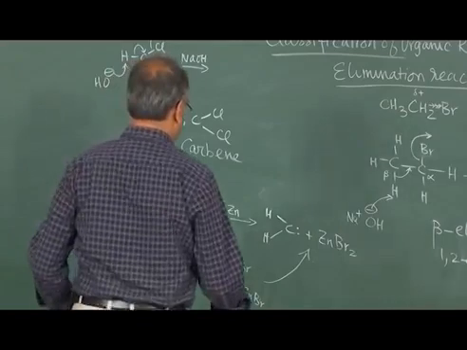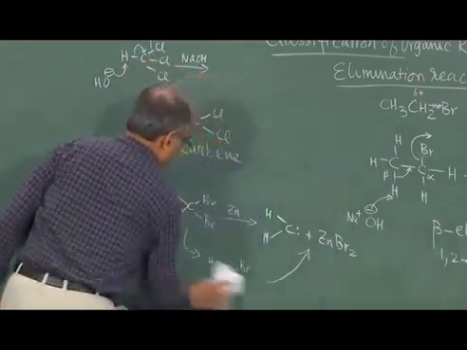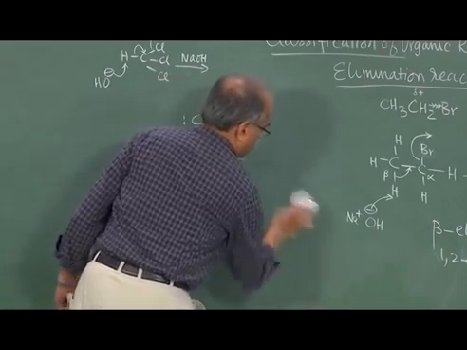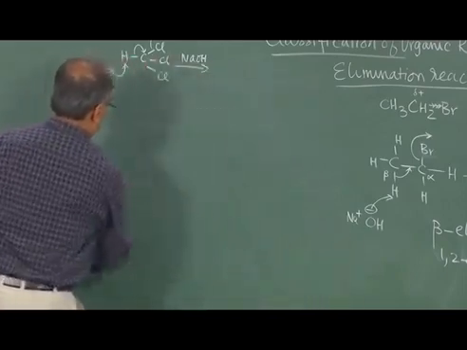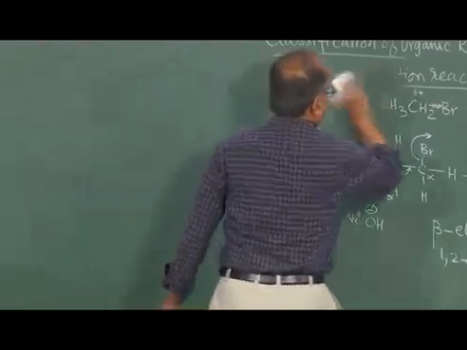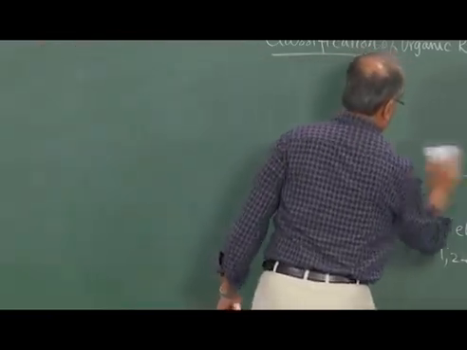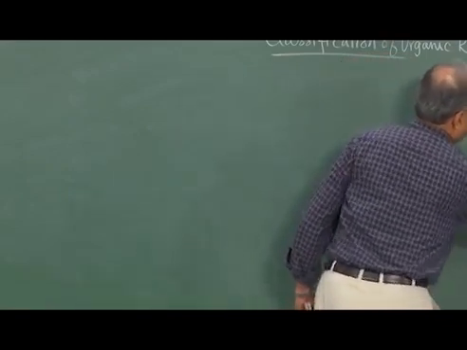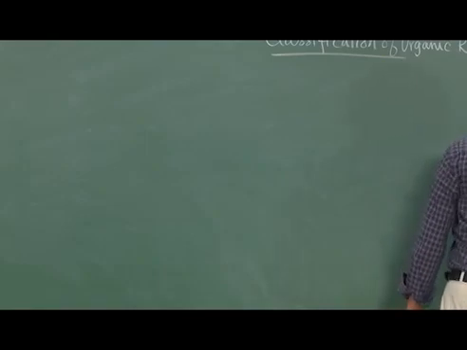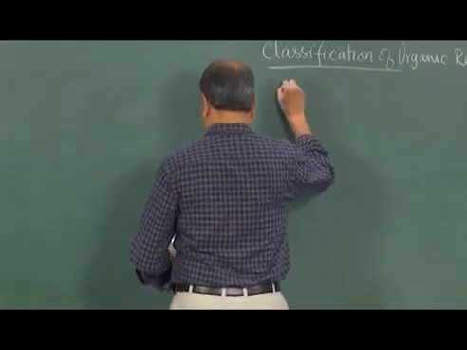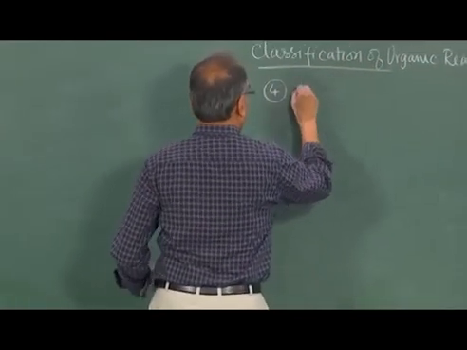So, these are some examples of elimination reactions that we can appreciate in organic chemistry. There are also 1,4 eliminations known. Let us not concern ourselves with the 1,4 elimination for the time being. The last class of reaction is rearrangement reaction. This would be the 4th type.